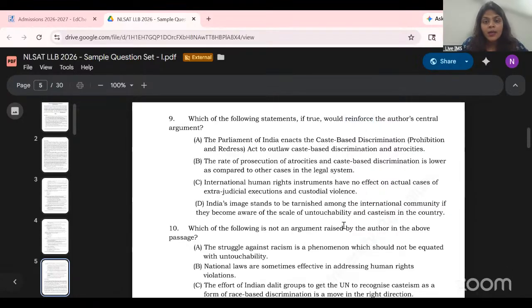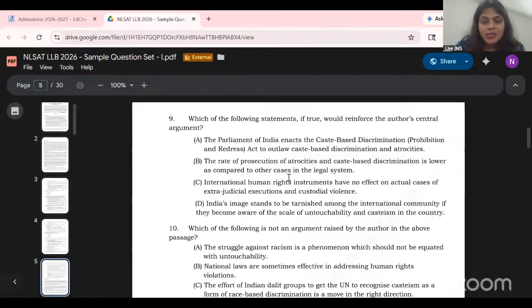And the last option is that India's image stands to be tarnished among the international community if they become aware of the scale of untouchability and casteism in India. So let us look at these options and try to understand if each is in support of the author's argument or not. First states that India has taken enough provisions to outlaw this evil. So again, clearly it is against the author's argument.